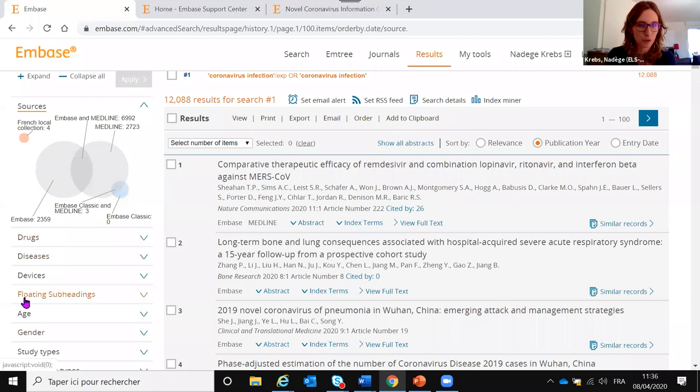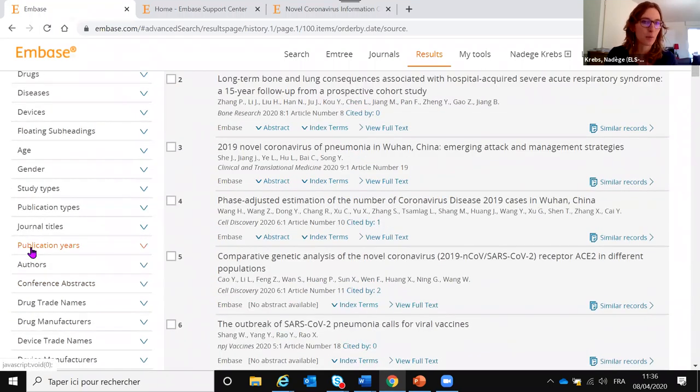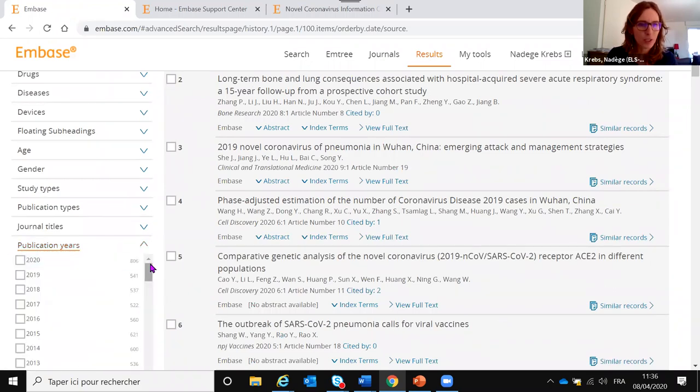Then here you have different types of filters. Some of the easy ones are, for example, the publication years. And here we see, okay, in 2020, there were already, in 3 months, 806 articles. In 2019, there were 541. So in 3 months, we've already almost doubled the number of articles. So here you have publication years, journal titles, publication types. So you can use these.